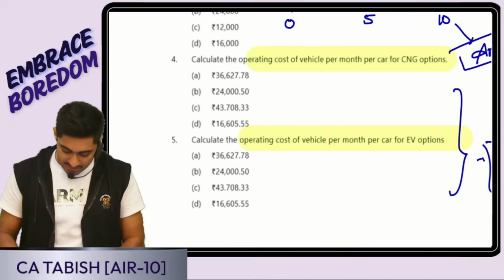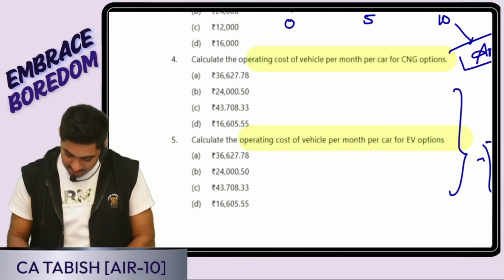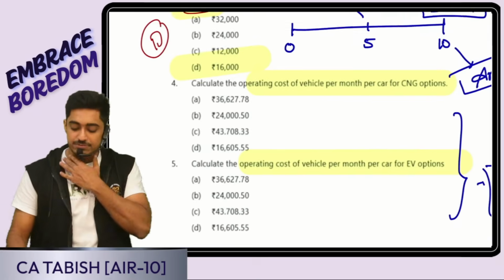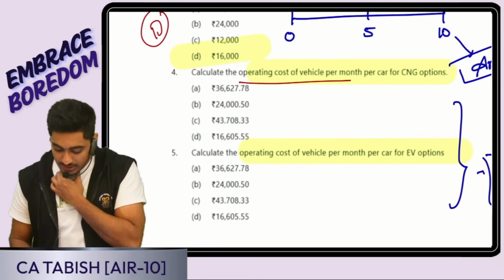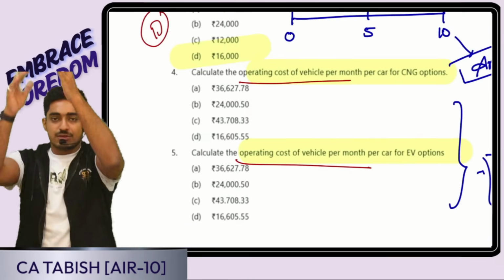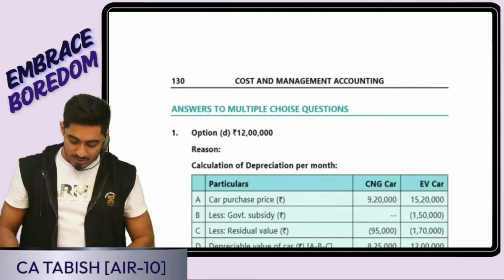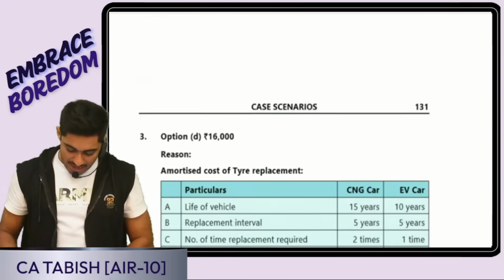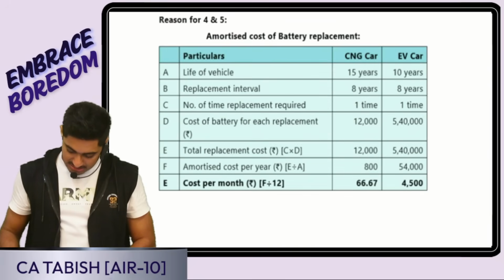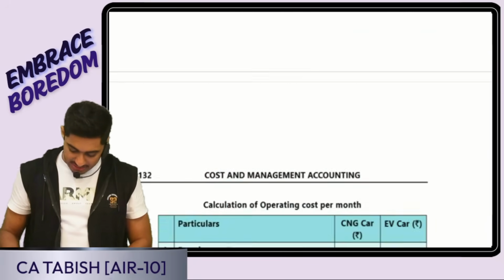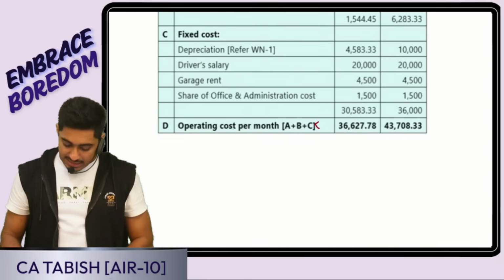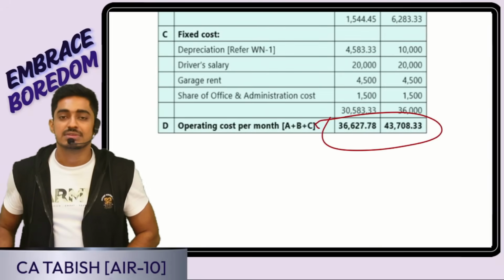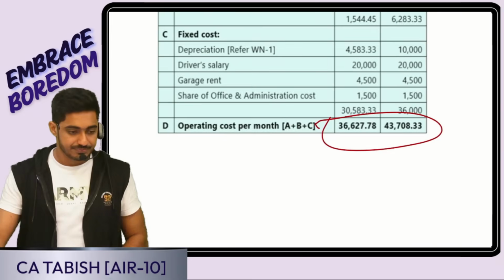Is this clear everyone? Perfect. So my cost is going to be 16,000, option number D. The fourth and fifth are going to calculate the operating cost of the vehicle per month. For 1 month, all the costs you add, and accordingly you arrive at the total cost. Here you add all the items, including the battery replacement. In the end, you add all the cost and you will get the answer. Question is over. Is this clear everyone? Perfect.